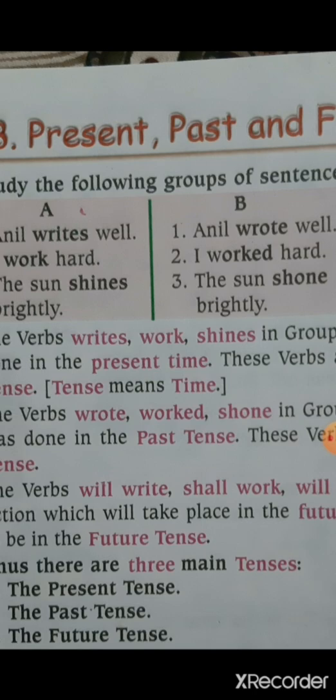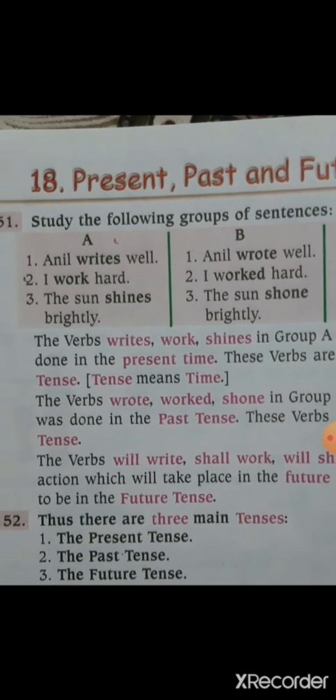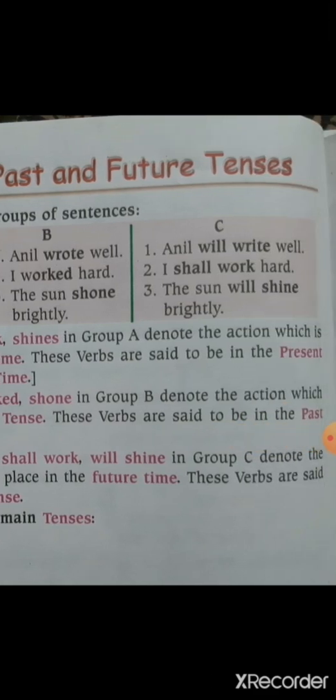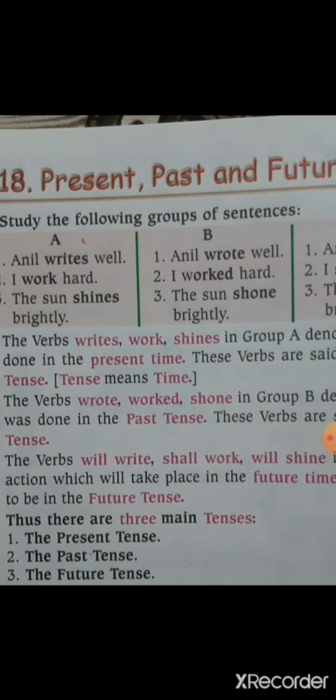So these are the action words. It's explaining to us that the action has been done in the past tense. These verbs are said to be in the past tense. Okay, when were all these actions done? In the past tense. They are already over, already done, we are not doing them right now.